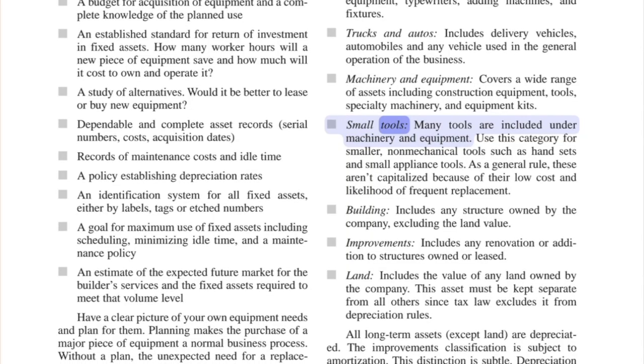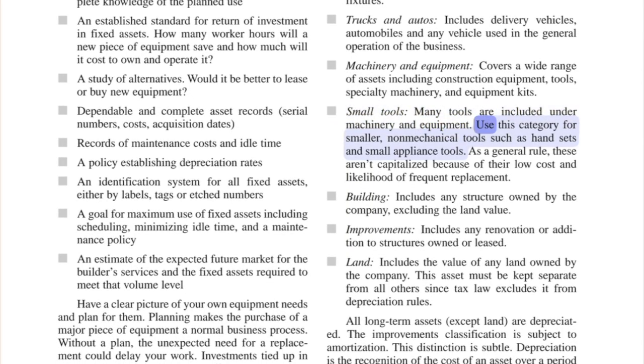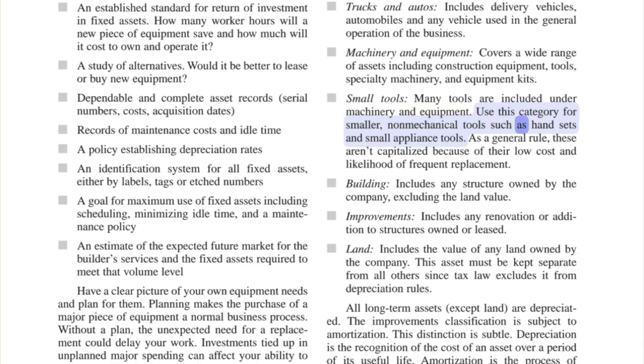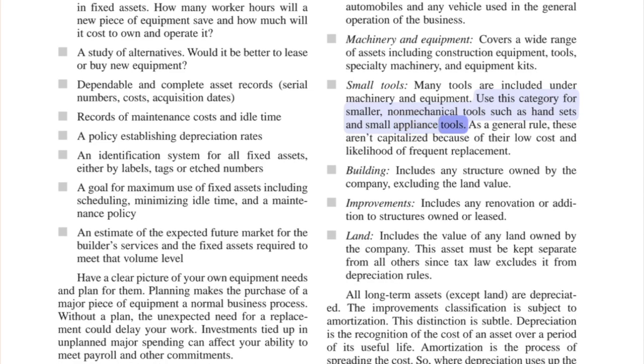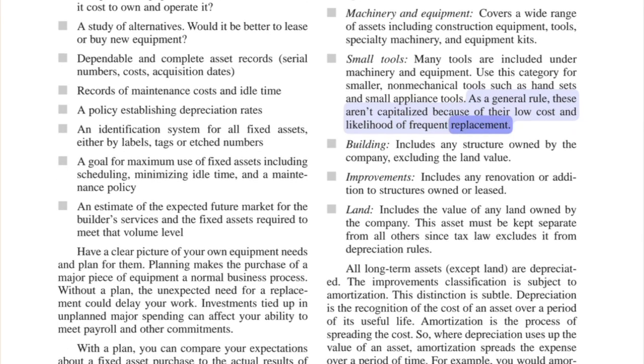Small tools. Many tools are included under machinery and equipment. Use this category for smaller, non-mechanical tools such as handsets and small appliance tools. As a general rule, these aren't capitalized because of their low cost and likelihood of frequent replacement.